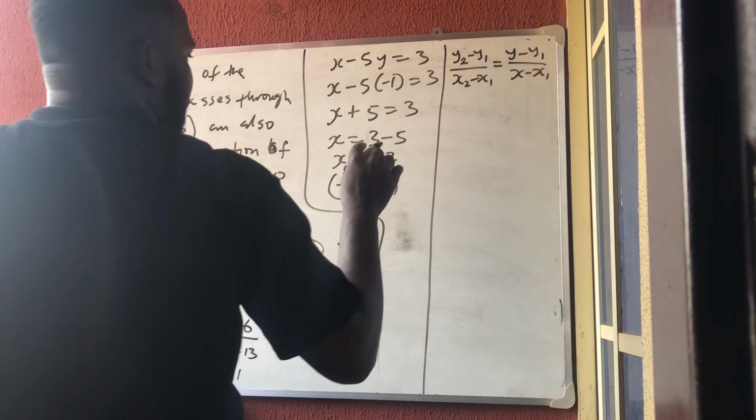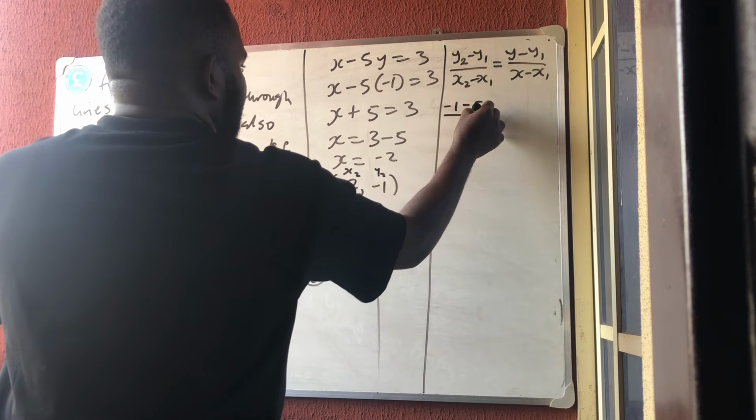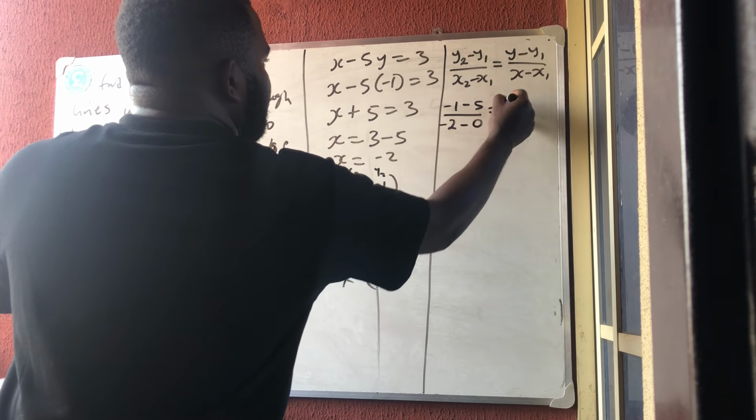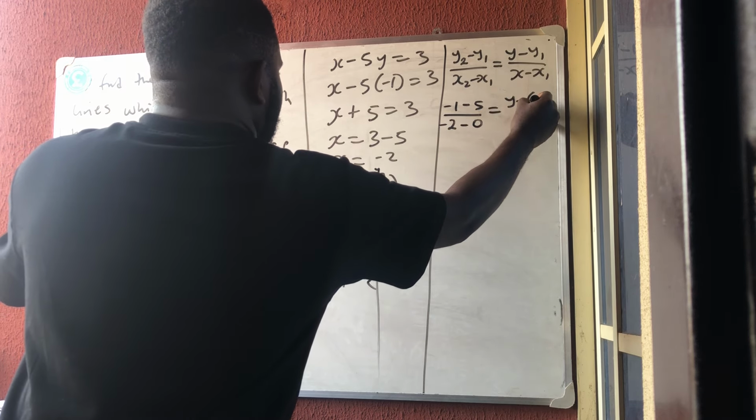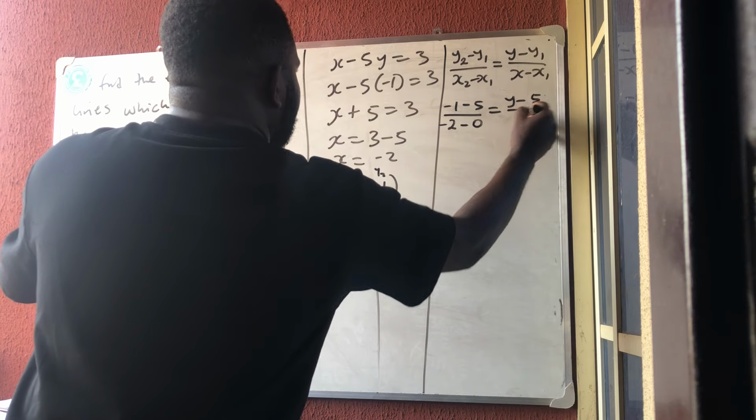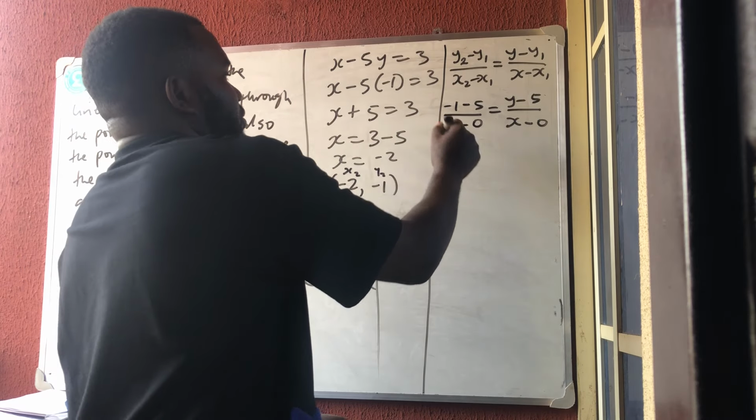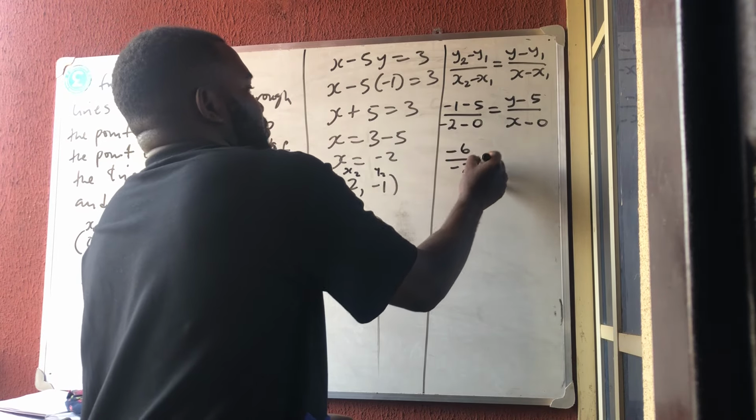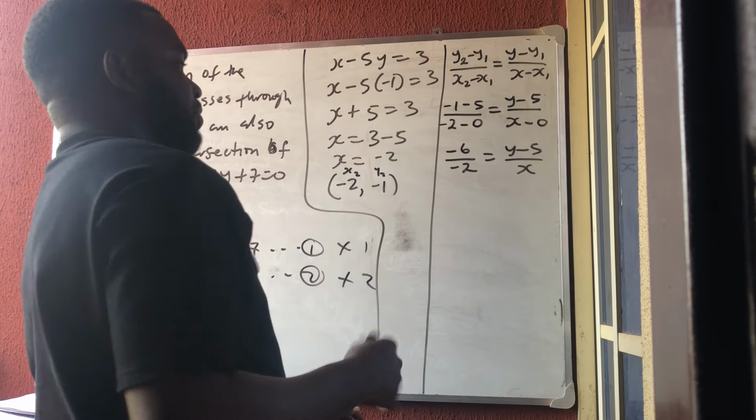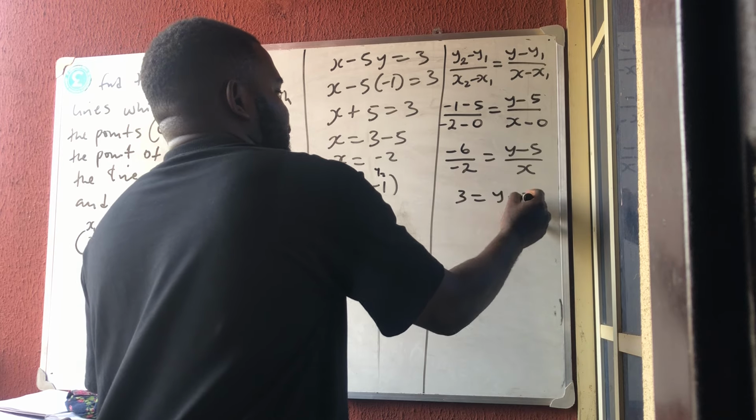So let's go. I'm going to have minus 1 minus 5 all over minus 2 minus 0 is equal to y minus 5, okay, all over x minus 0. So what do we do? This and this will give you minus 6 over minus 2 is equal to y minus 5 all over x here, because anything minus 0 is gone. So these two will give me 3 is equal to y minus 5 all over x.